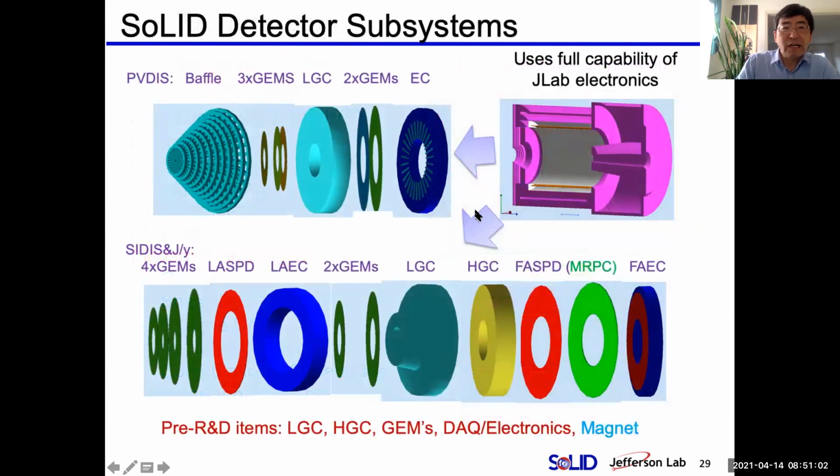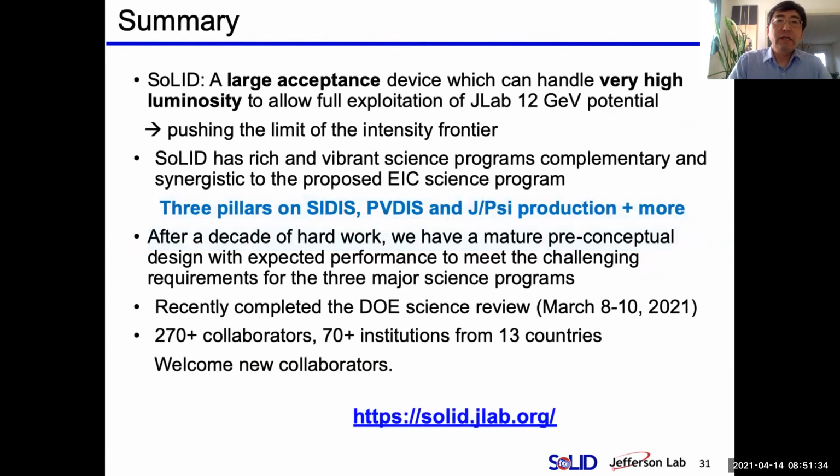So detectors for PVDIS only detect electrons. It's just one additional buffer, but we use Cherenkov and ECal for particle ID and then the GEMs for tracking. For SIDIS, we have more. In addition to GEMs, we have a large angle ECal, a scintillator pad detector, and also at forward angle, you have heavy gas Cherenkov and MRPC for hadron particle ID. Okay, so I just want to tell you we have this large acceptance detector which can handle very high luminosity. That's the SoLID detector. This way we push the limit of the intensity frontier.